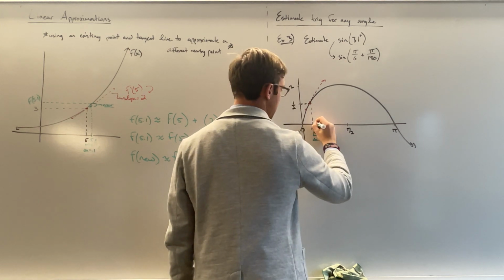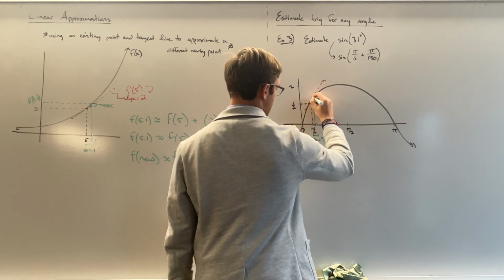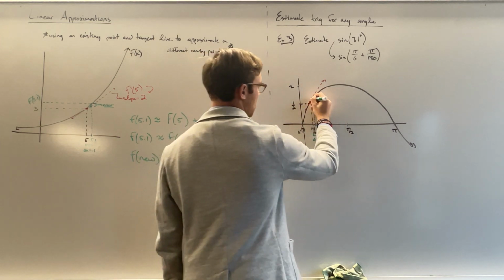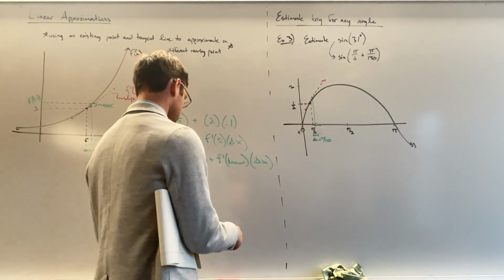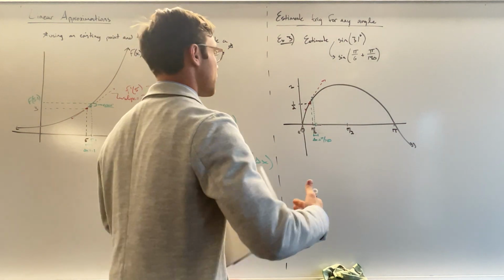All right, so that goes to there. And now we're saying, all right, we'll just move along the tangent line at pi over 6 a little bit, and that'll approximate the actual function itself. And so a lot of this ends up being the exact same logic, right?